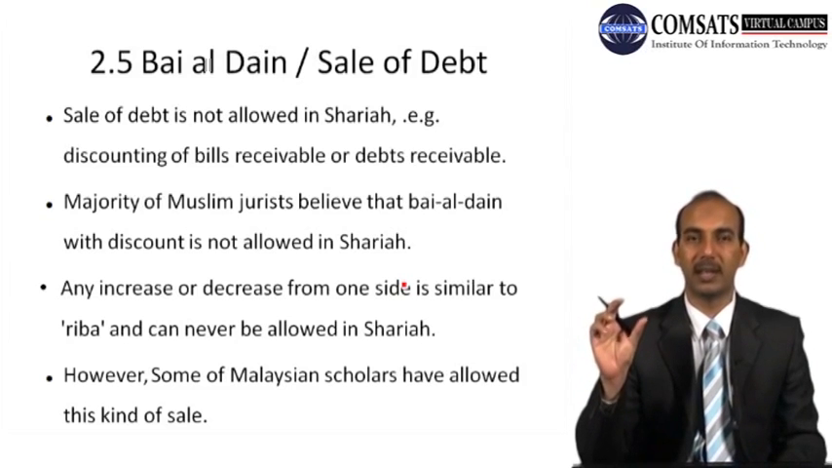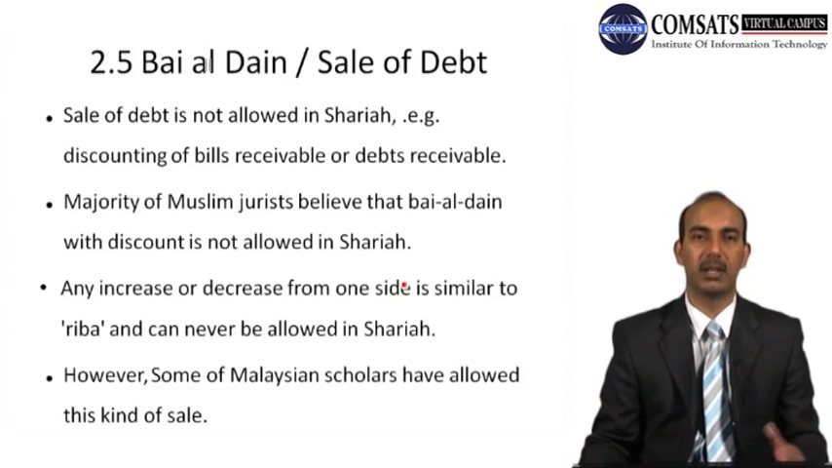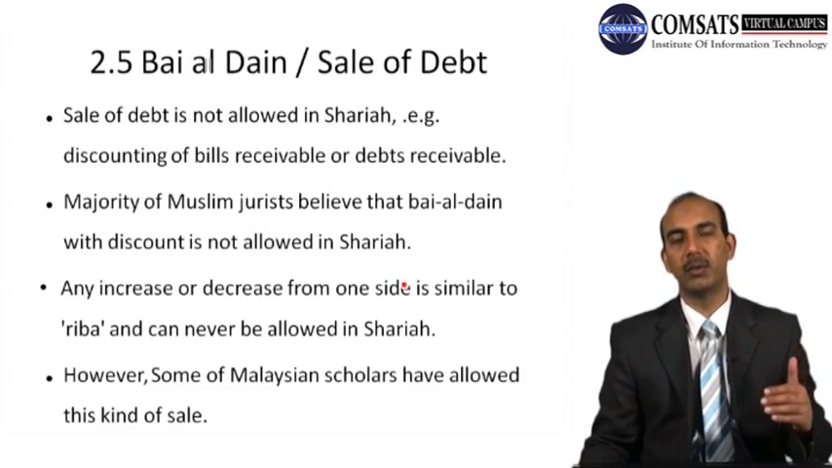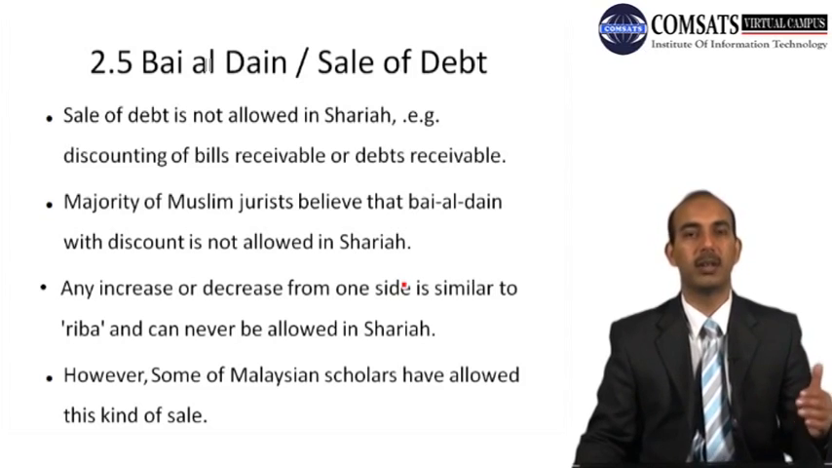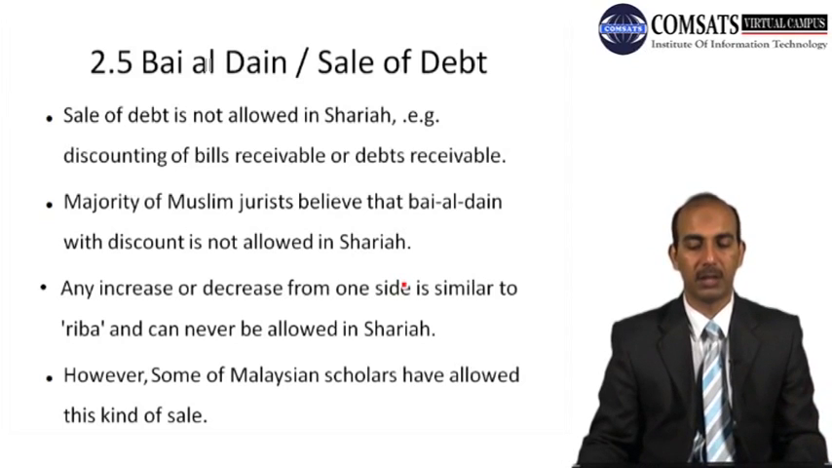Okay, so that claim of debt cannot be liquidated with an Islamic bank with a decrease in its price, because whenever you discount your note, you are actually discounting it at a percentage. So that percentage is an interest which is not allowed. So the majority of Muslim jurists believe that bay ad-dain with discount is not allowed in Sharia, and any increase or decrease from one side is similar to riba and can never be allowed in Sharia.